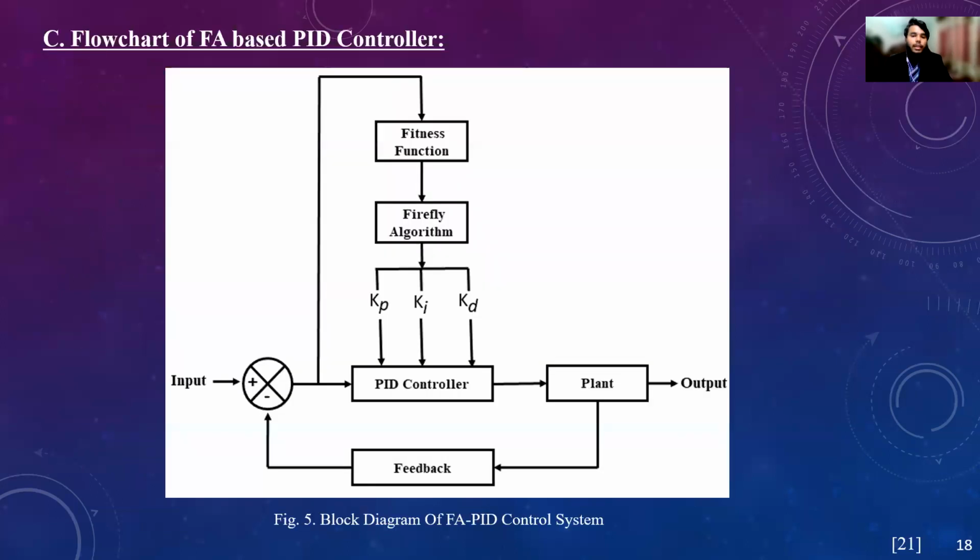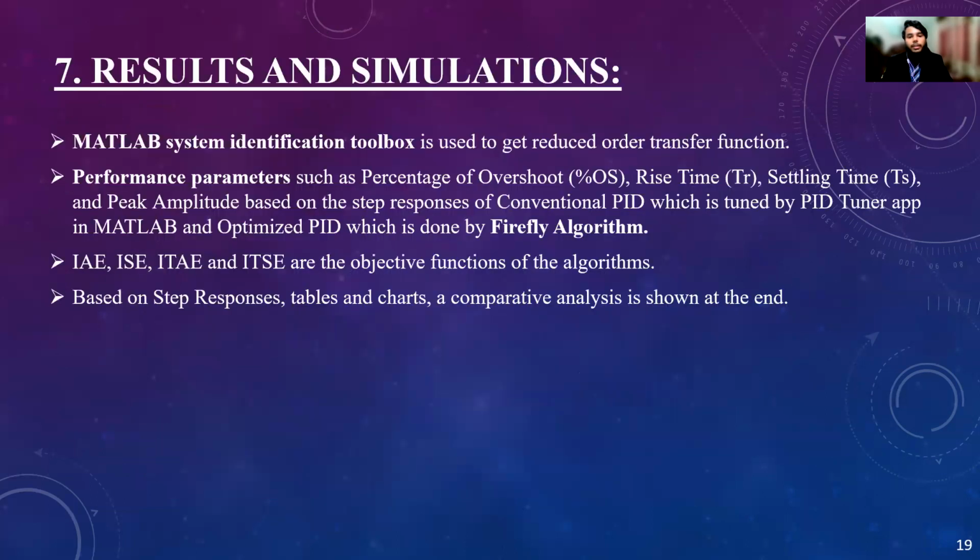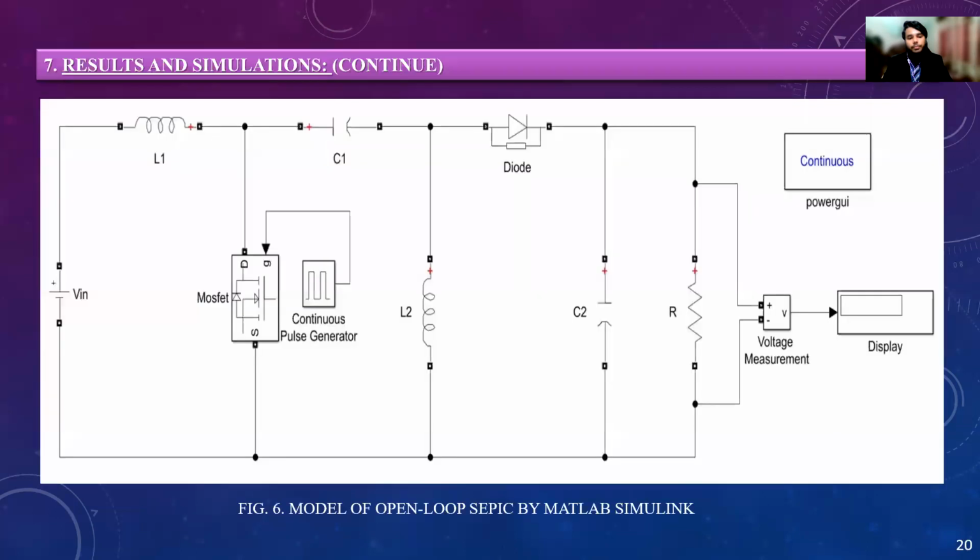This slide shows a closed loop system which is based on the optimized PID controller by the Firefly algorithm, which is given as a flowchart. MATLAB system identification tools have been used to find the reduced order transfer function, and in the results and simulation parts, 4 performance parameters have been analyzed: the percentage overshoot, the rise time, settling time, and peak amplitude. Based on them, a comparative analysis is shown at the end.